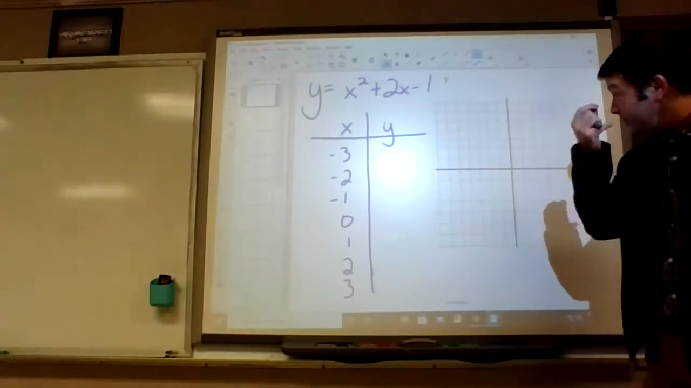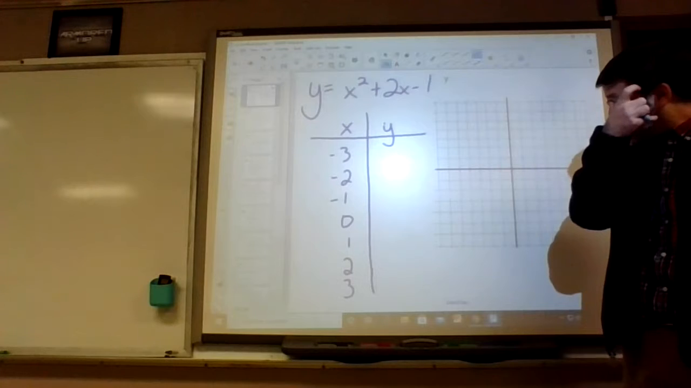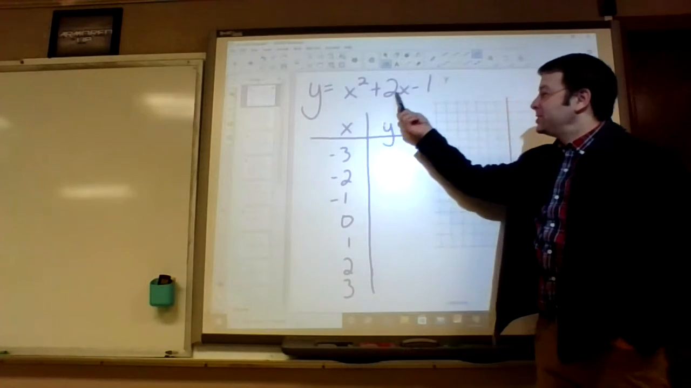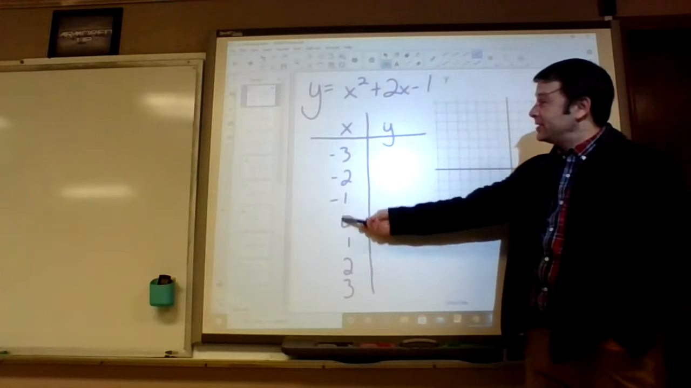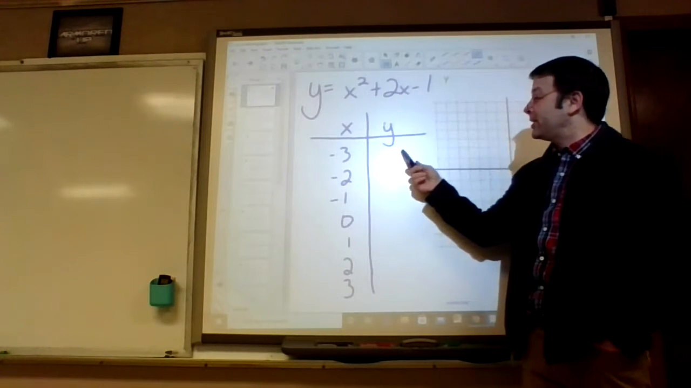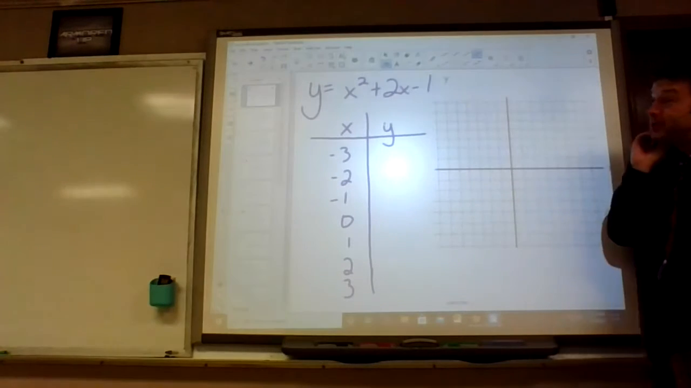Okay, so we're going to try graphing this quadratic equation. I plugged some x's in. We'll plug those in here and see what we get for y, and then we'll graph those points over here, see what it looks like.